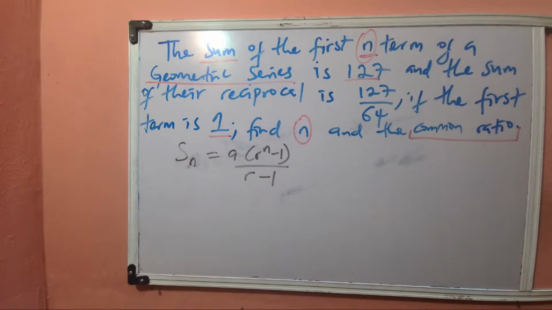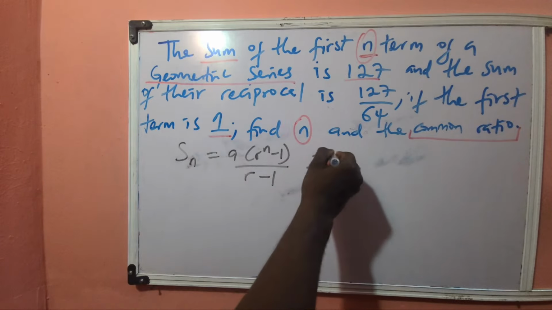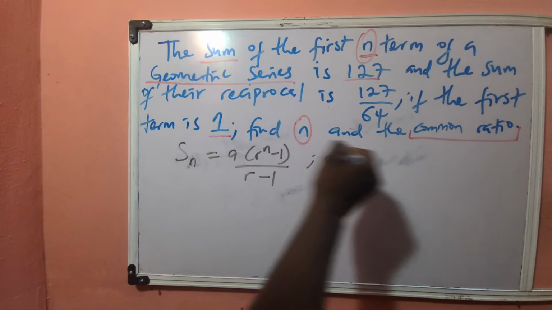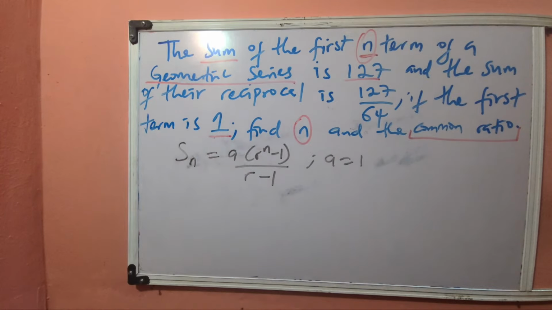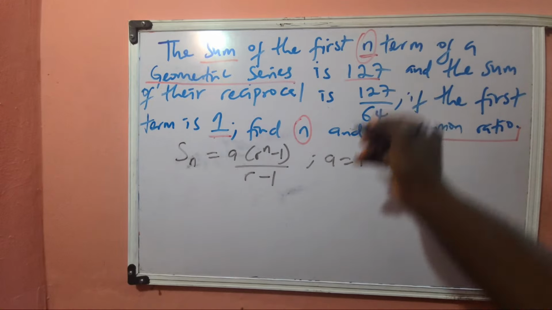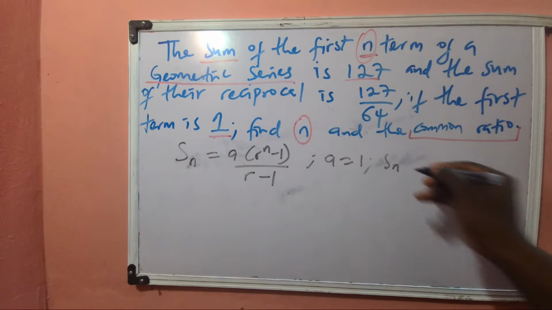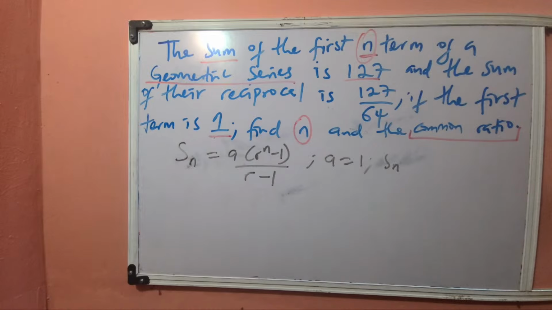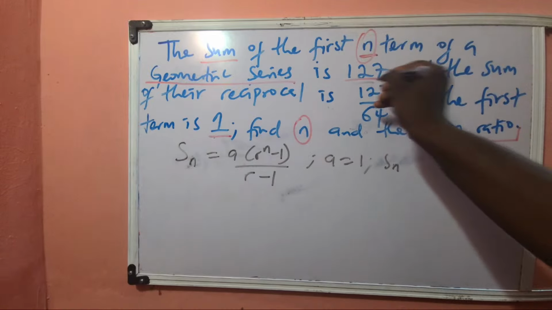All right. Now, let's start from here. Let's try to insert all our detail on this particular question. So the very first thing I know I'm given is that I was told that my A value, A equals 1. That's it right here. And I was also told that the sum of this n term, Sn, is what? 127. That's it given here.